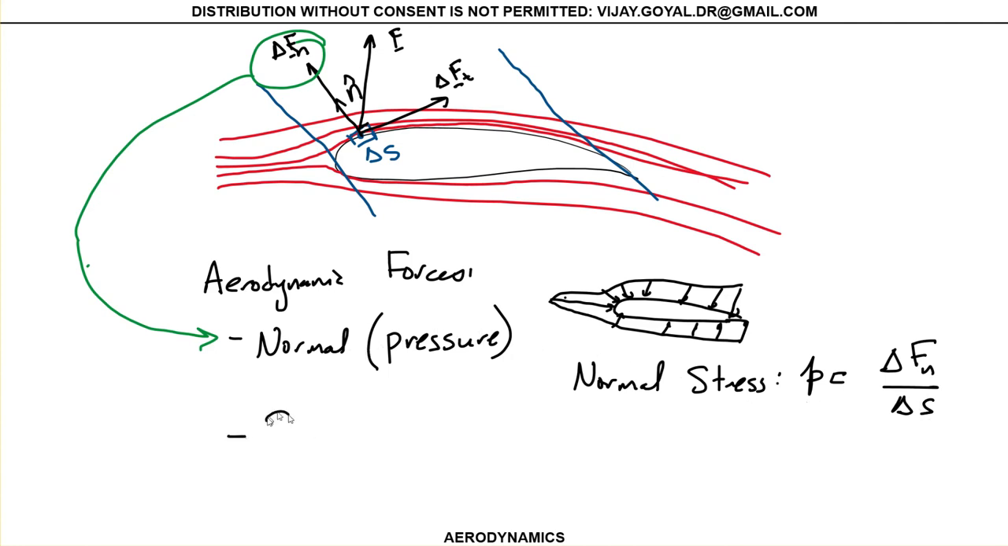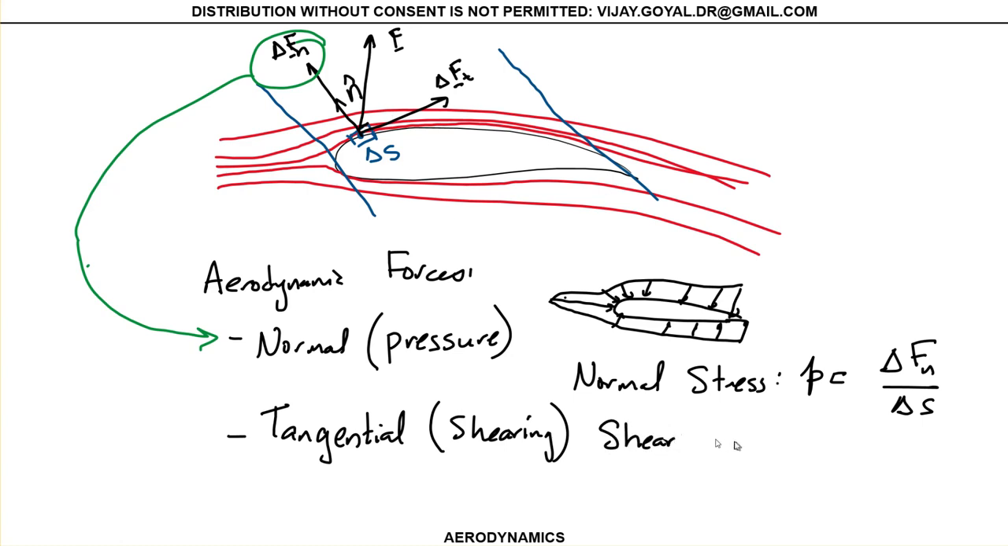You will also have a shear stress. You will also have a tangential stress or tangential force. This is nothing else than shearing. This is actually trying to resist the motion, and we call this the shear stress. Okay, and we said tau is equal to delta F tangential divided by delta A.